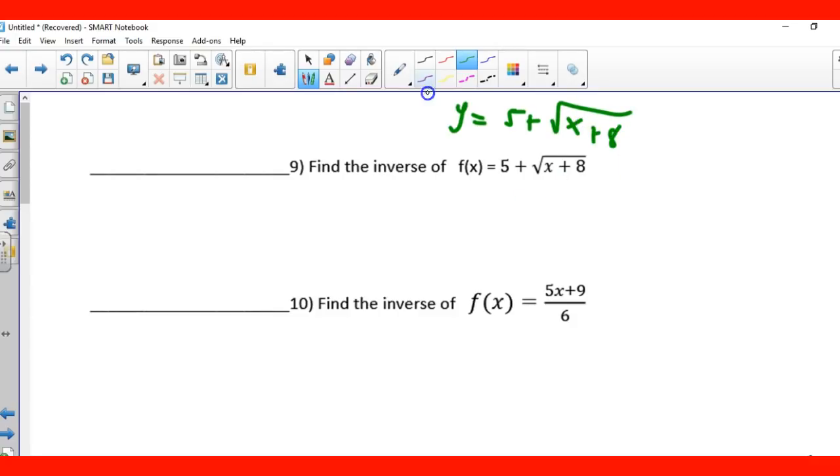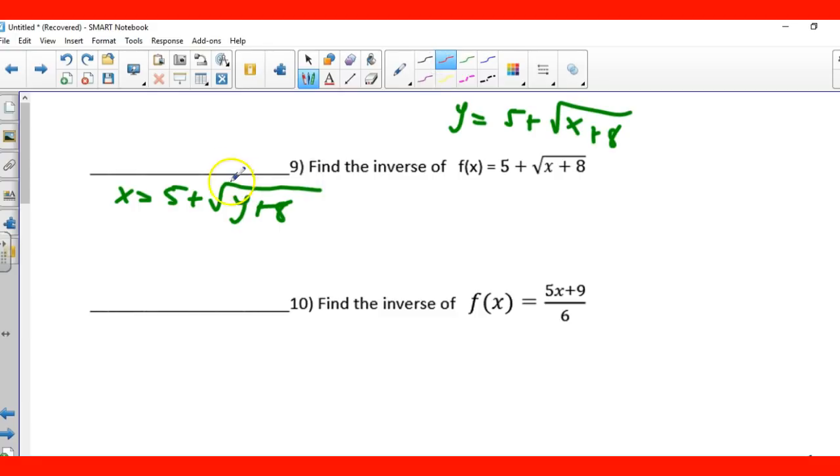All right, so now that it's written as y, the second step is swap x and y out. So I'm going to swap x and y. So I'm going to go x equals 5 plus the square root of y plus 8. Like that. Now, from here, I'm going to solve for y, isolate the y.